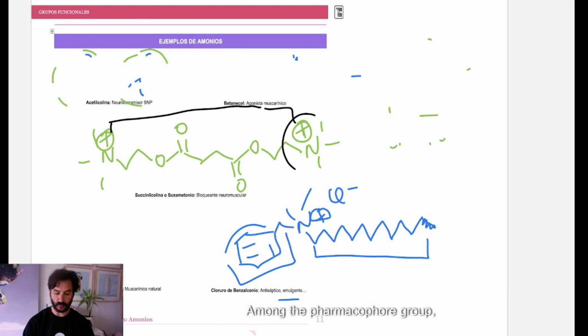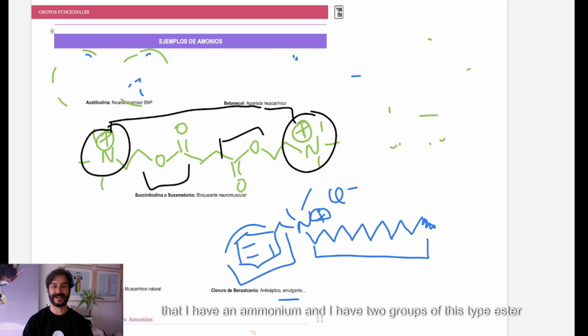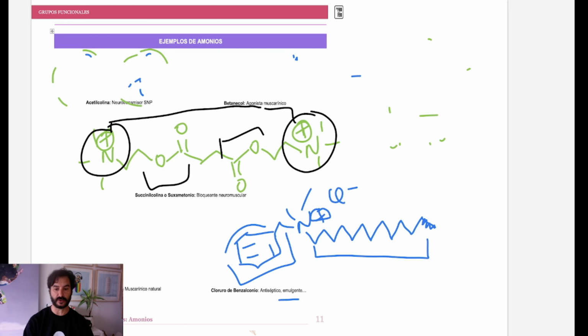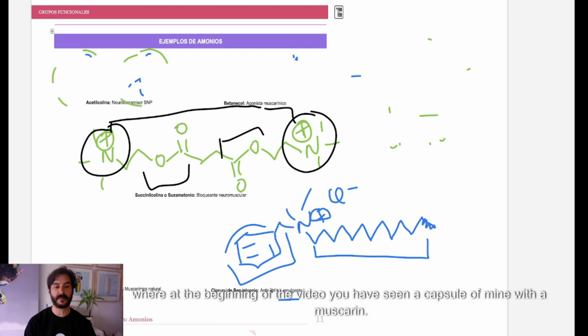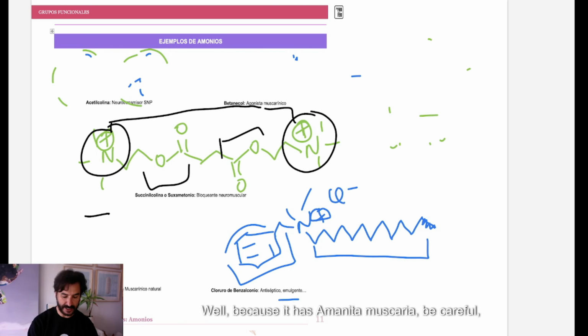Among the pharmacophore groups, you see that I have an ammonium, and I have two groups of this type. That would be the pharmacophore groups. And finally, I have put here muscarine, another muscarinic agonist of natural origin, which you saw at the beginning of the video, in a capsule of mine. Well, because it comes from Amanita muscaria, be careful.